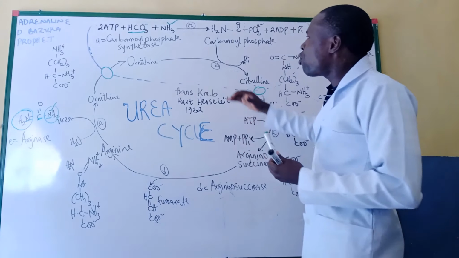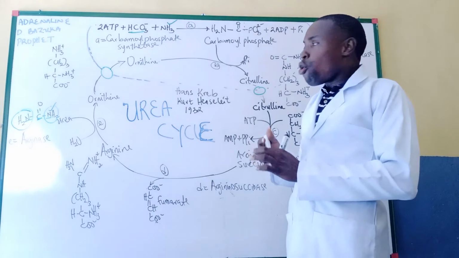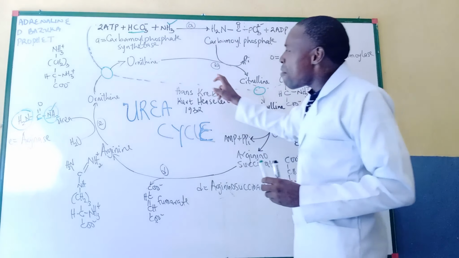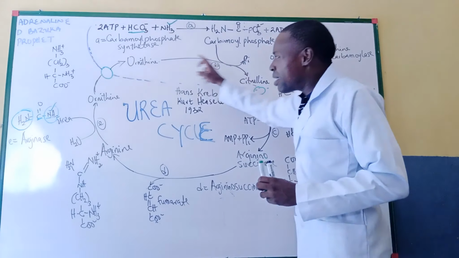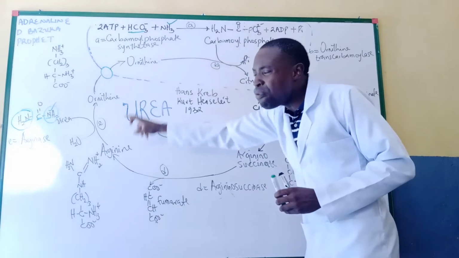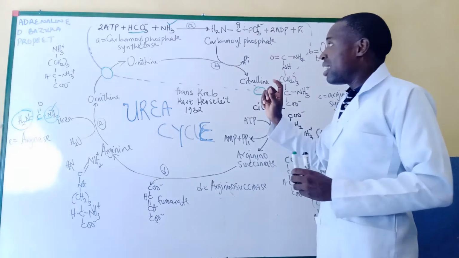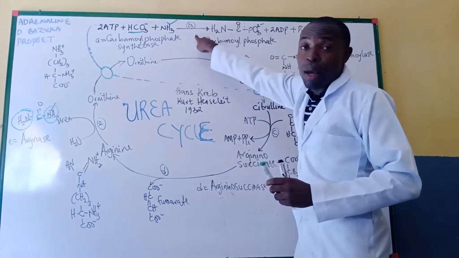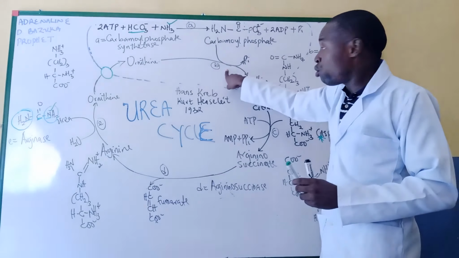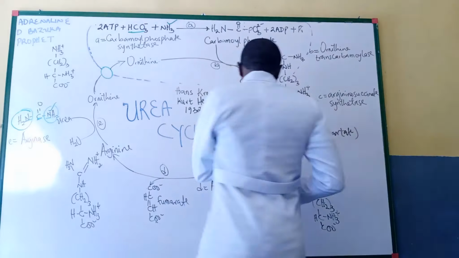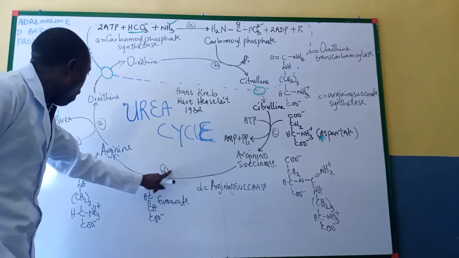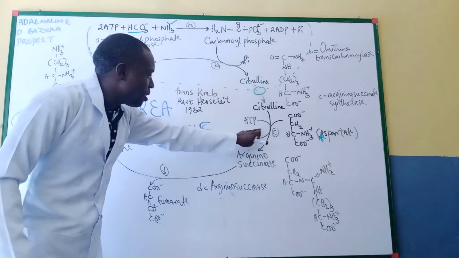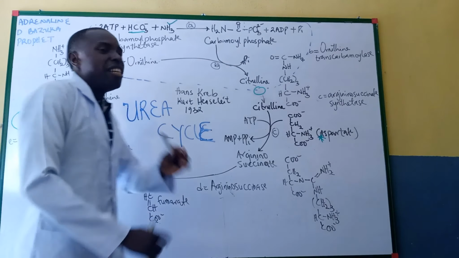Now, if you look at this pathway thoroughly, you will understand that there are 5 steps involved in this cycle, which I label A, B, C, D, and E.